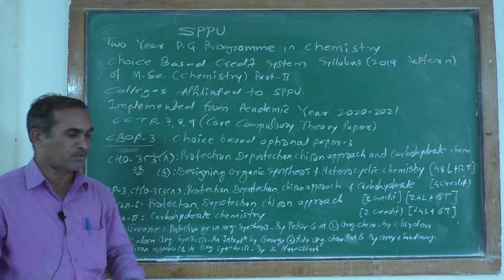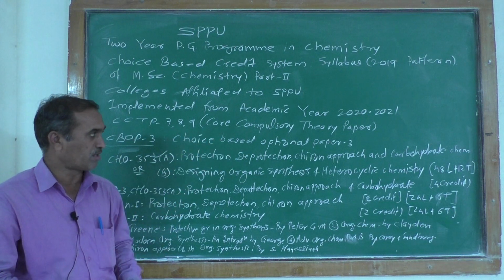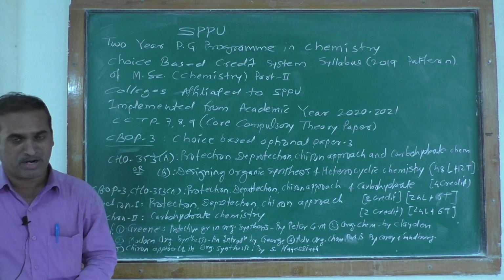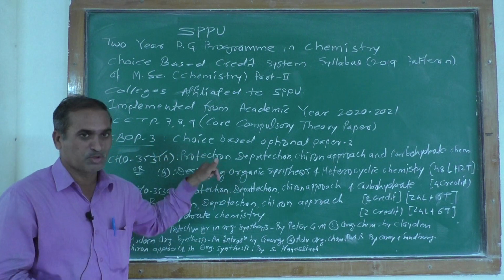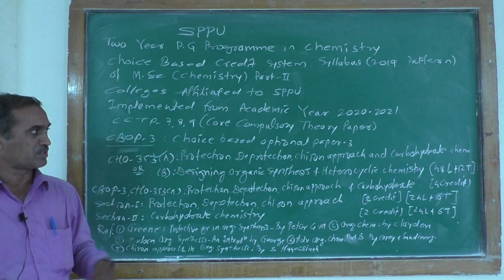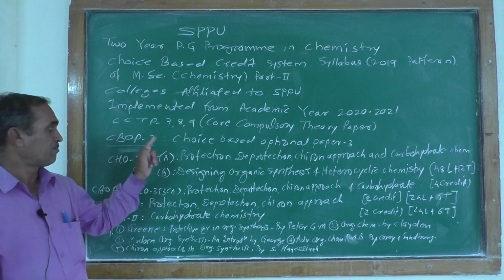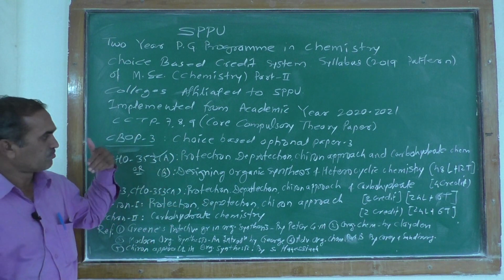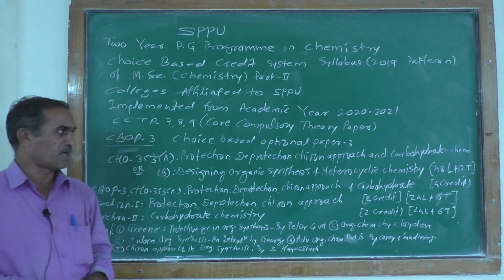Because protection, deprotection, if you remember, you might have learned somewhat about that in your previous classes, as well as chiron approaches and carbohydrates. Because most of you seem to be familiar with protection and deprotection, chiron approach and carbohydrate, the college this year decided that A is the optional paper of this center. The second one, B, designing organic synthesis and heterocyclic chemistry, we kept as the other option.